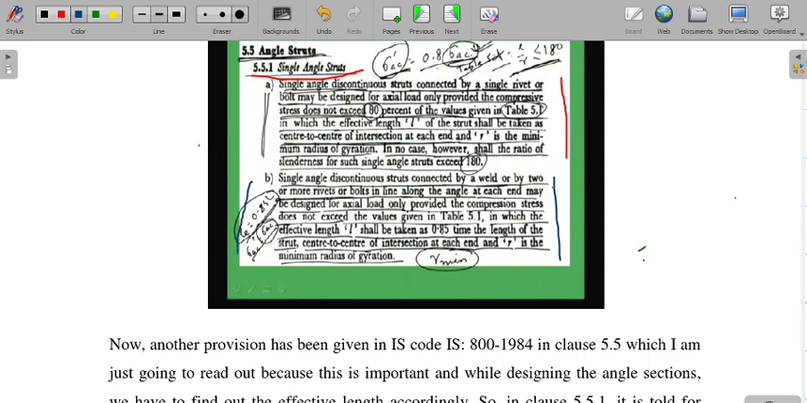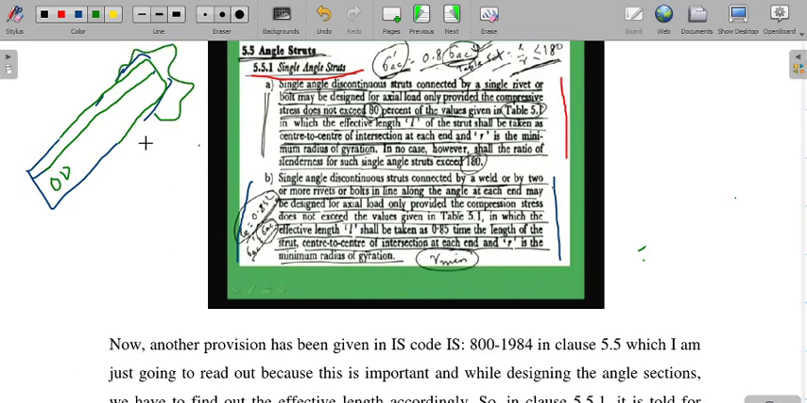Okay, so this is the case. That means it is similar to what I have done earlier. It is a single angle strut only, connected by 2 bolts or rivets or by the weld. So if you provide 2 bolts, at each end there will be a minimum of 2 bolts or 2 rivets, or maybe some kind of welded connection.